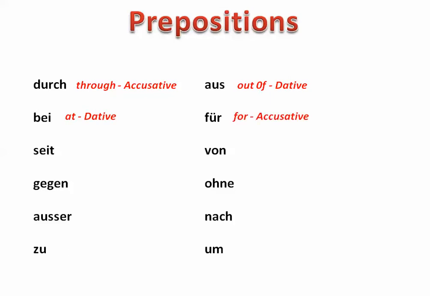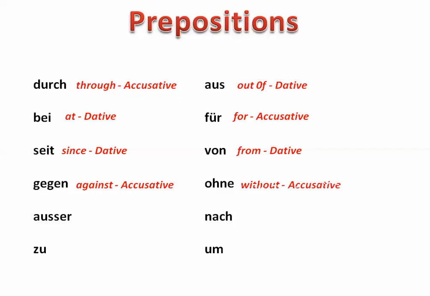Für, for, accusative. Seit, since, dative. Von, from, dative. Gegen, against, accusative. Ohne, without, accusative. Außer, except for, dative. Nach, after, dative. Zu, to, dative. And then um, around, accusative. So one way to learn this is to learn rhymes for the accusative prepositions.